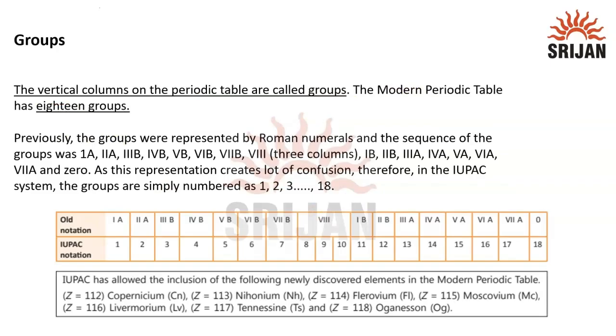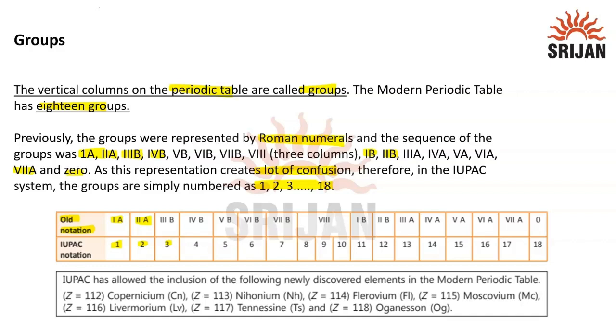Then we have groups. The vertical columns on the periodic table are called groups. The modern periodic table has 18 groups. Previously, the groups were represented by Roman numerals and the sequence of groups was: 1A, 2A, 3B, 4B, etc., 1B, 2B, and then 7A and 0. As this representation creates a lot of confusion, in the IUPAC system the groups are simply numbered as 1, 2, 3 until 18. This was the old notation, which was 1A, 2A, but this is the new notation, which simply says 1, 2, 3, 4, 5, 6 and so on.